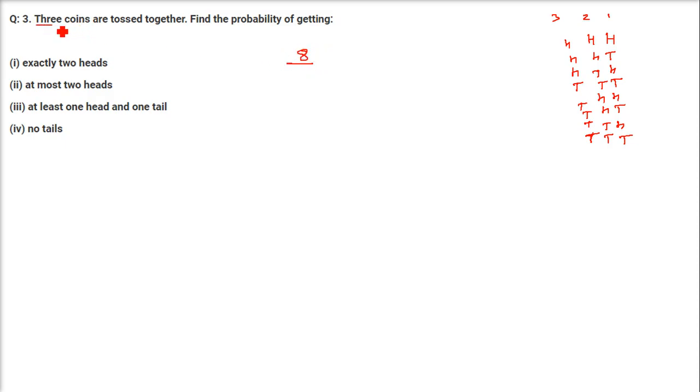This comes from here also. 3 coins are there. A coin can be head or tail, so 2 possibilities are there. So you can just take 2 to the power 3, 3 coins and 2 possibilities. This will also give you 8.